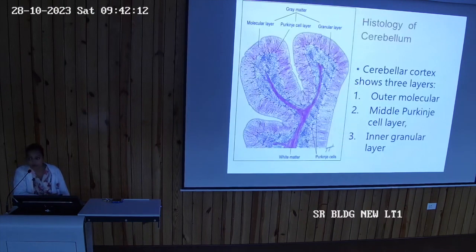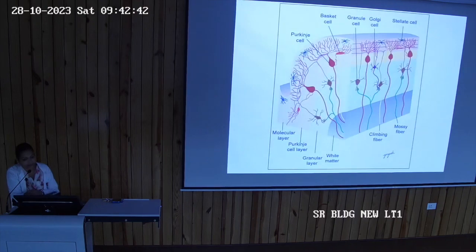So how would you describe the microscopic anatomy of cerebellum? Cerebellum is divided into a number of folds by the presence of transverse fissures. Each fold is known as folium. Each folium has an outer cortex and an inner medulla. The outer cortex is the gray matter, the inner part is the white matter. The cortex has three layers. Outermost is molecular, then we have Purkinje cells, and the inner granular. This picture is showing the cortex part.